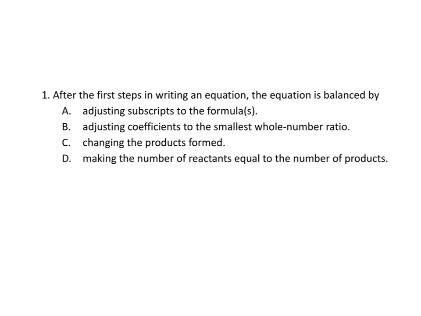Our first question reads, after the first steps in writing an equation, the equation is balanced by A, adjusting subscripts in the formulas, B, adjusting coefficients to the smallest whole number ratio, C, changing the products formed, or D, making the number of reactants equal to the number of products.